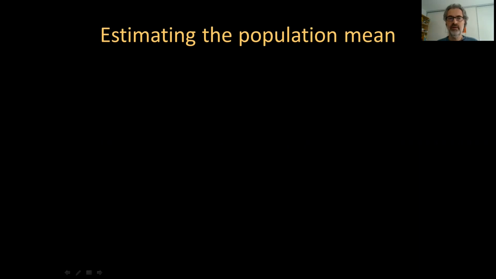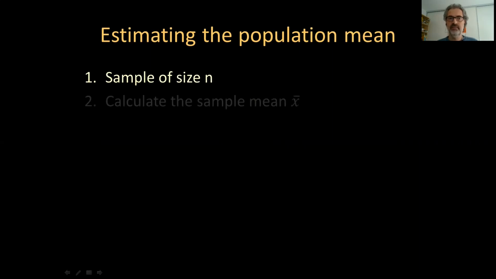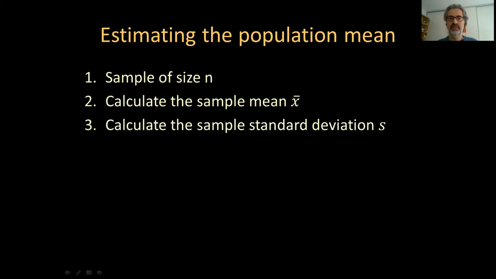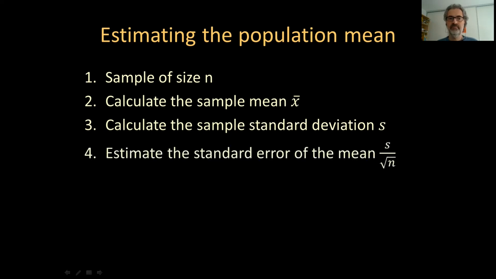Our goal is to estimate the population mean. So we sample from the population, n individuals, sample size of n. We calculate the sample mean. This is our estimate. And we calculate the sample standard deviation. Then we can estimate the standard error of the mean by dividing the sample standard deviation by the square root of the sample size.